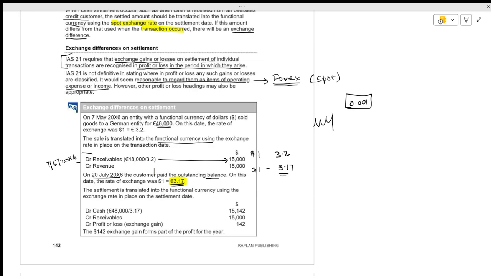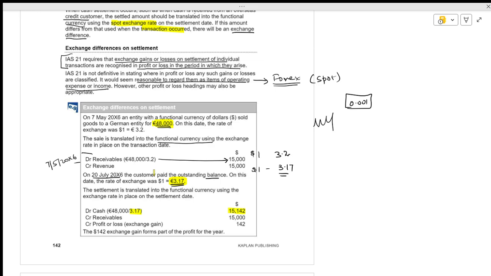We have sold for 48,000 euros. This is the base for our calculation, but we are settling at a rate of 3.17. Taking that into consideration, the number of dollars is increasing because the dollar is becoming stronger. You are receiving cash of $15,142.